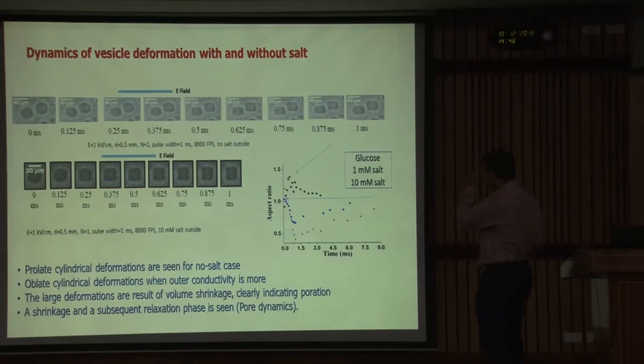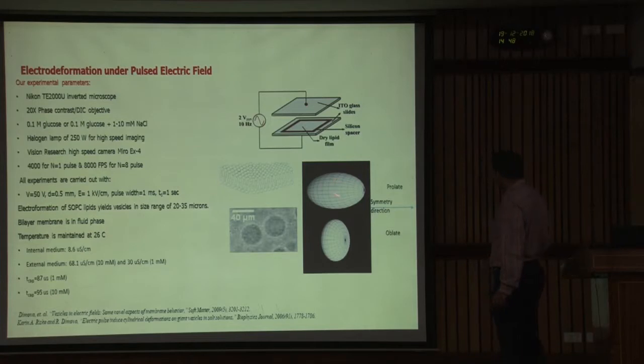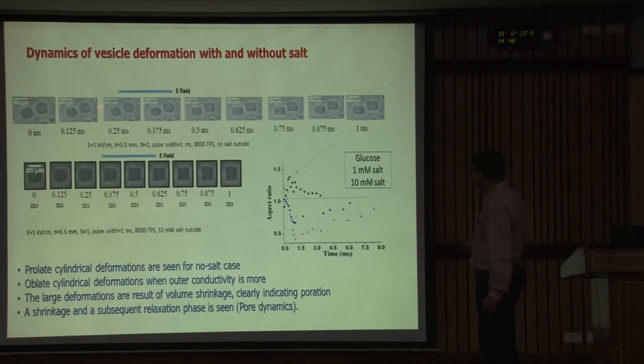Okay. And what you see here is this very fast dynamics. You see the dynamics happening over 1 millisecond, and you see significant shape changes in the vesicle. Okay. This is the applied electric field. And what you see is that these vesicles can form what I call prolate cylinders, because this is what you would call a prolate shape, and this is what you would call an oblate shape if this is the axis of symmetry. And you see prolate deformations if you use glucose. But what is interesting is if you add salt in the outer medium, so if the outer medium is more conducting, you see oblate vesicles, and these vesicles are fairly cylindrical in shape.